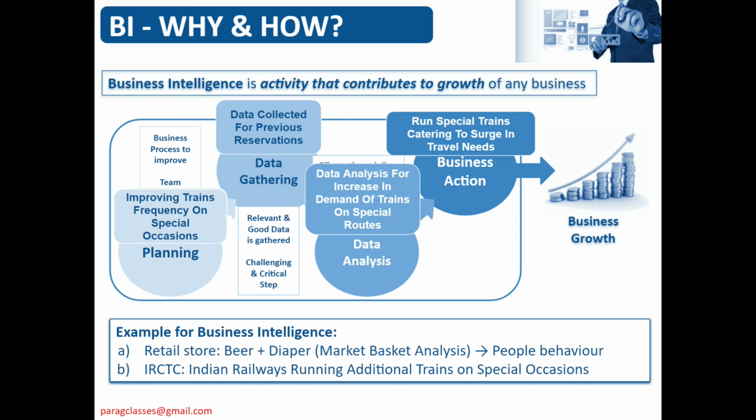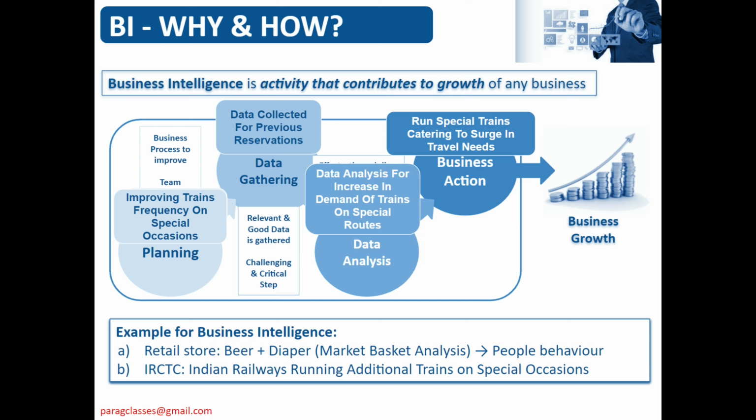As per the planning phase, the business process that needs to be improved is figured out to be the routes and the frequency of the trains, to be improved on such special occasions for helping people to commute easily, and also that will lead to more revenue generation for the IRCTC organization as well.